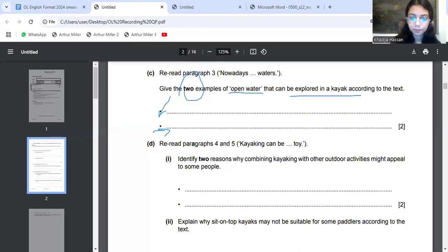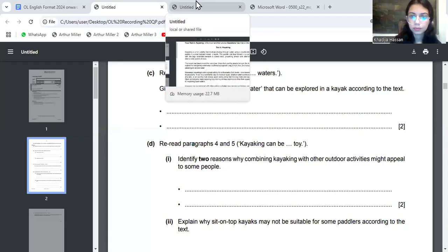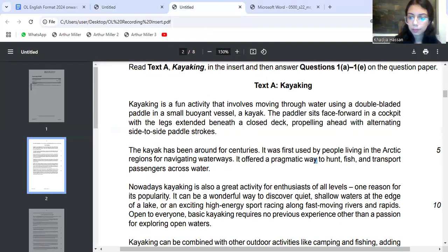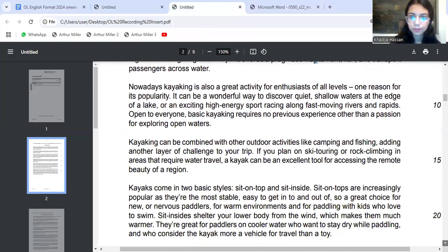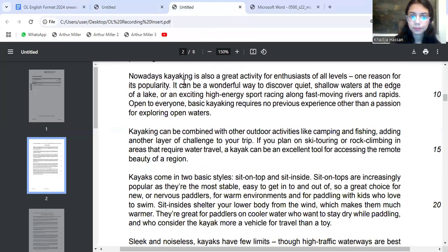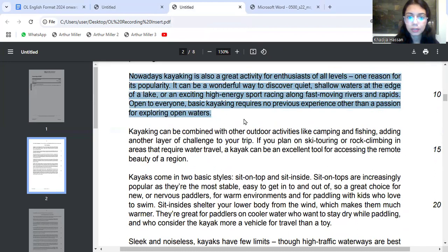All right. This is from paragraph 3. Two examples of open water that can be explored in a kayak. Nowadays, kayaking is also a great activity for enthusiasts of all levels. One reason for its popularity, it can be a wonderful way to discover quiet, shallow waters at the edge of a lake, or an exciting high-energy sport racing along fast-moving rivers and rapids. Open to everyone, basic kayaking requires no previous experience other than a passion for exploring open waters.